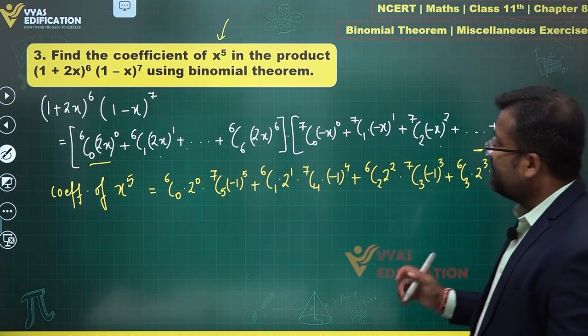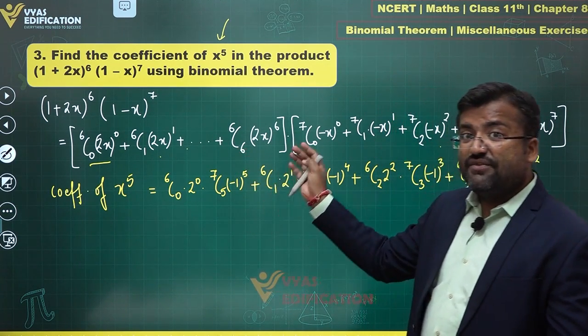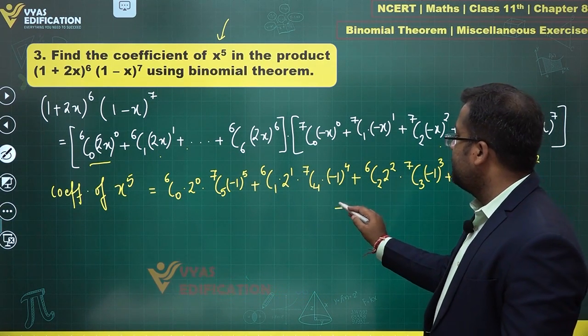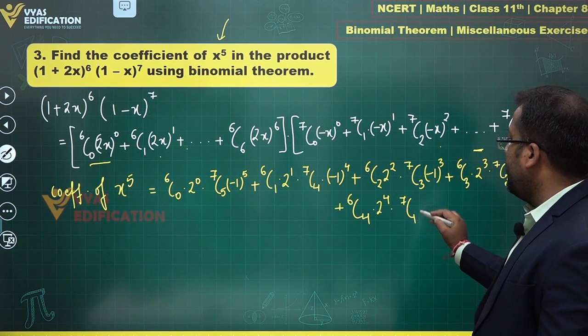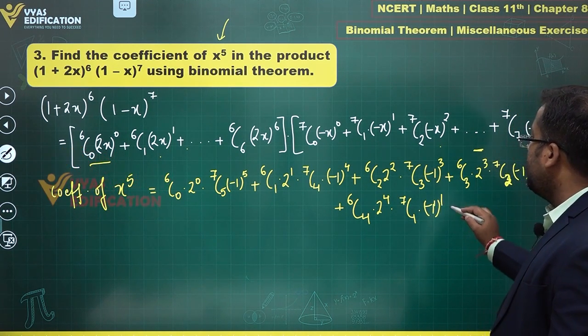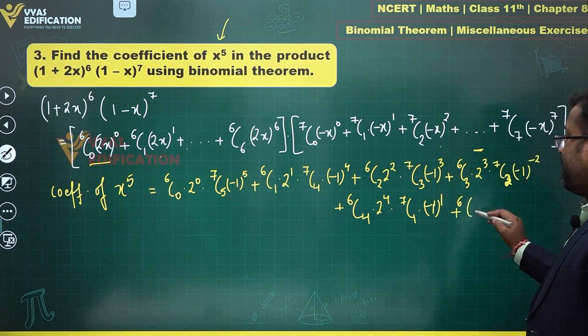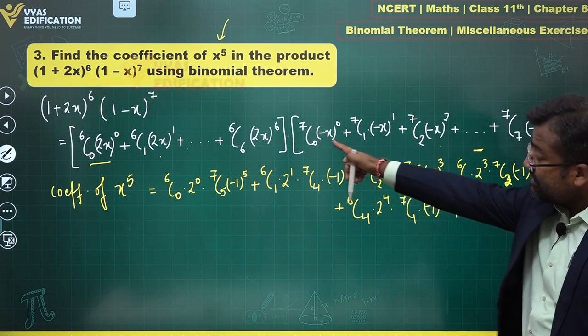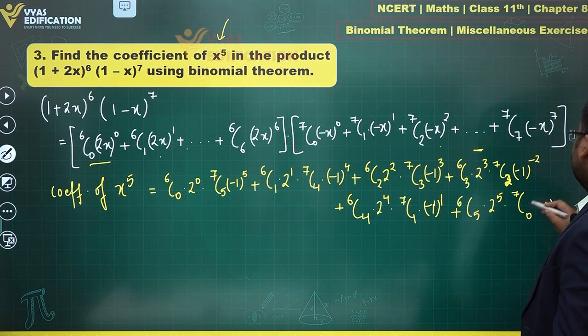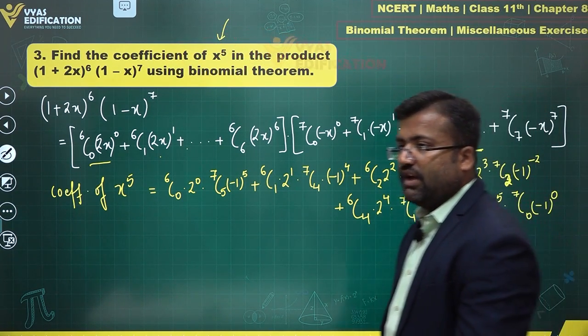What else? After 6C3, you'll have a 6C4 and a 6C5 as well. Let's multiply them. 6C4 times 2 power 4, 7C1 minus 1 power 1 plus 6C5, 2 power 5 times 7C0, this term 7C0 minus 1 power 0. Those are the terms that you have.